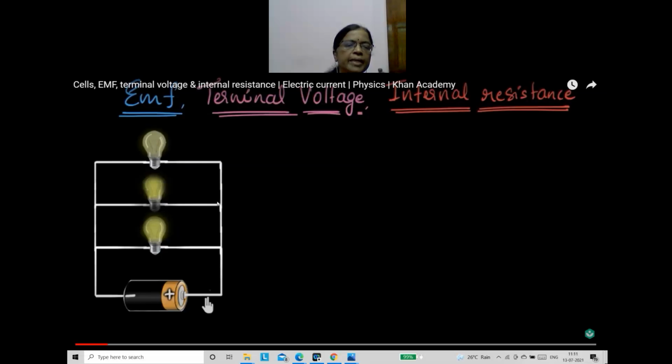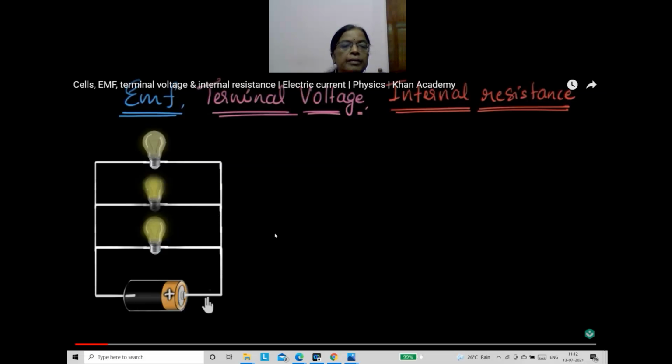So something is happening here. When we connect resistances in parallel, we know the effective resistance, children, when resistances are connected in parallel, does the effective resistance increase or decrease? Someone said increase, but actually it's decreasing. Resistance in parallel decreases. So it draws more current from it.